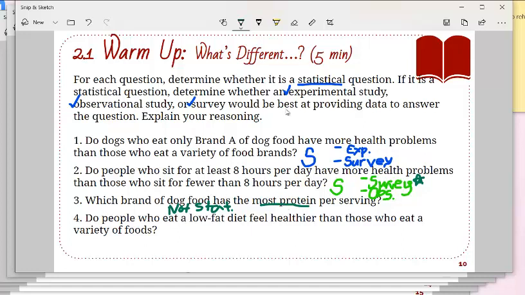We're not even going to go on to answer how we would study that, because it's not even something we would study. It has a right and wrong answer. One branded dog food has the most protein. We would just have to find out what that is.